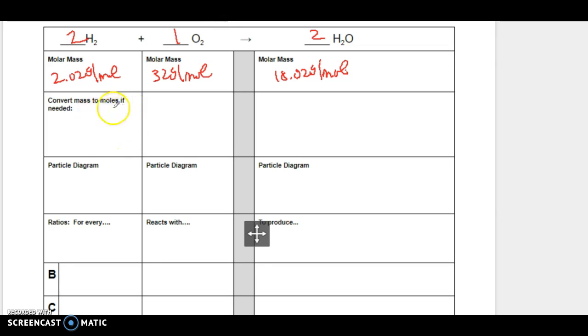Convert mass to moles if needed. We don't need this because it was given that I had 4 moles. I was given 4 moles here and 4 moles here to start. These were both given in moles, so I don't need to convert from mass to moles.